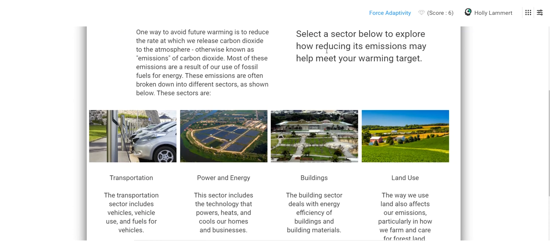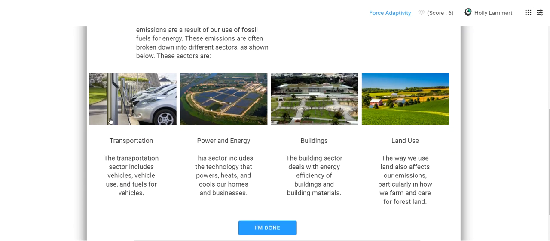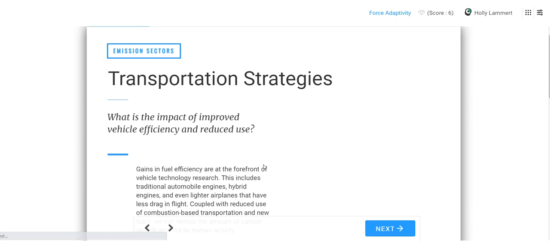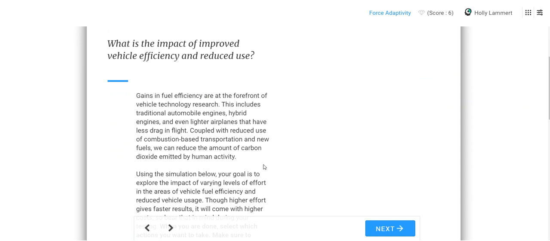Here we're going to select a sector below to explore how reducing its emissions may help meet your target goal. So let's start with transportation. What is the impact of improved vehicle efficiency and reduced use? Gains in fuel efficiency are at the forefront of vehicle technology research. This includes traditional automobile engines, hybrid engines, and even lighter airplanes that have less drag in flight.